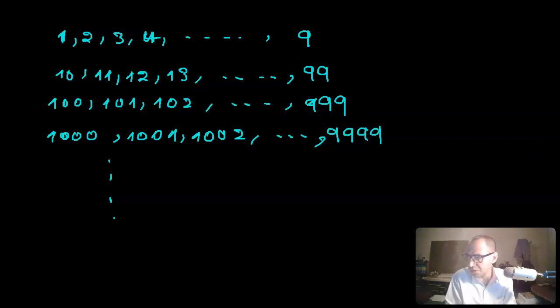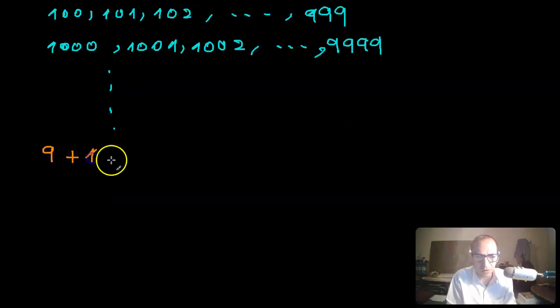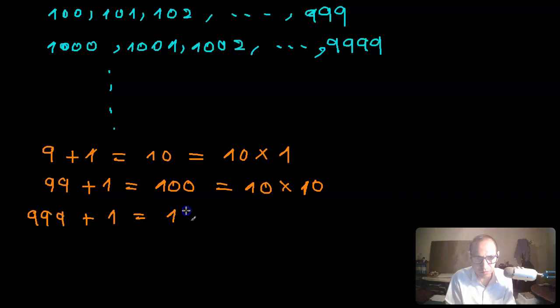So I can essentially write this here in this manner. I can say that 9 plus a 1 is going to give me a 10, which is the same thing as 10 times 1, right? Or essentially 99, if I add a 1 to it, it gives me 100, which is the same thing as 10 times 10. Or a 999, if I add a 1 to it, that gives me 1,000, which is the same thing as 10 times 100, right? So you see over here these numbers: 10, 10, 10, and 1, 10, 100.